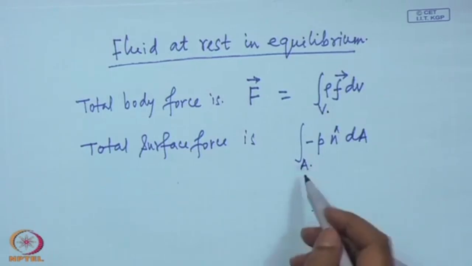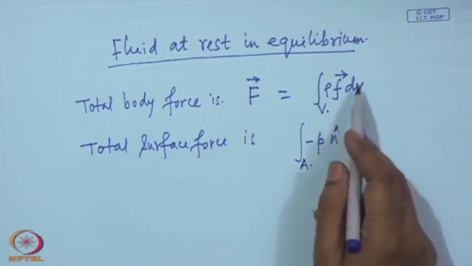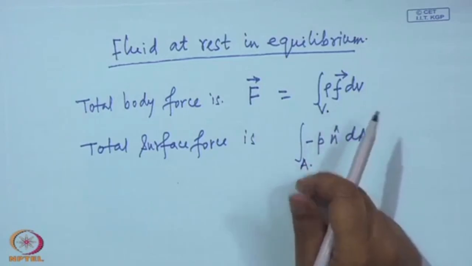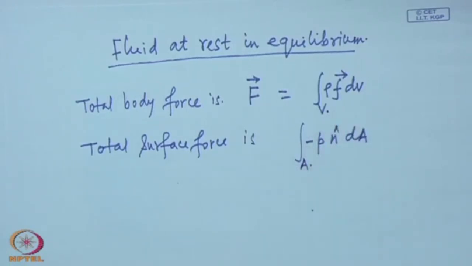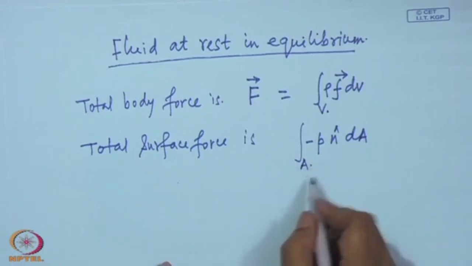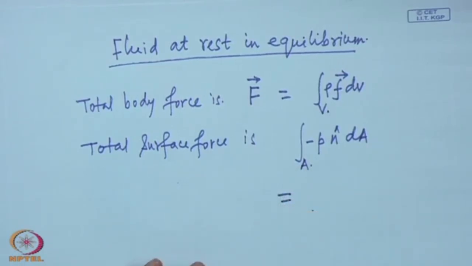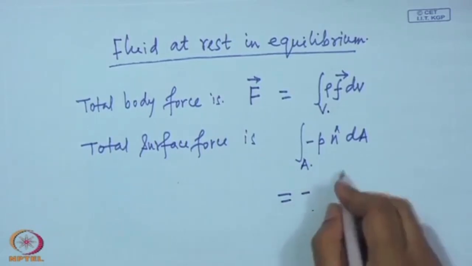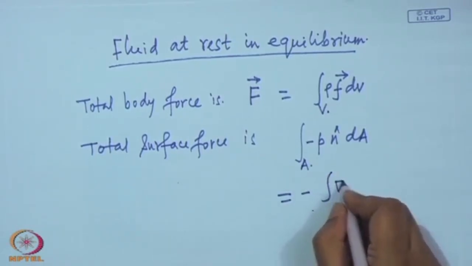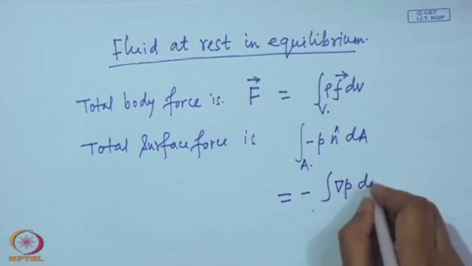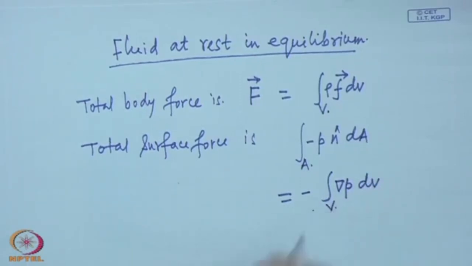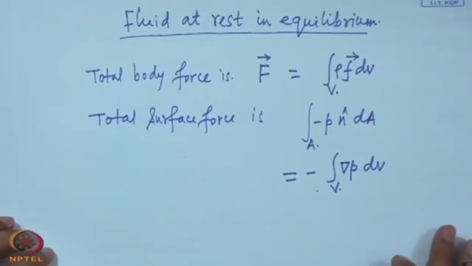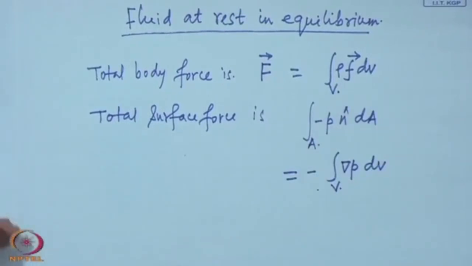And again we can apply the divergence theorem, because these we need to equate, we need to balance. So they should be of the same type of quantity. So this becomes, in terms of a volume integral, what? And since the fluid is at rest, the sum of these two forces is 0.